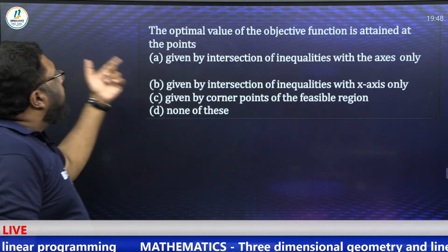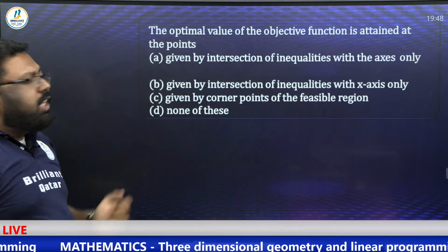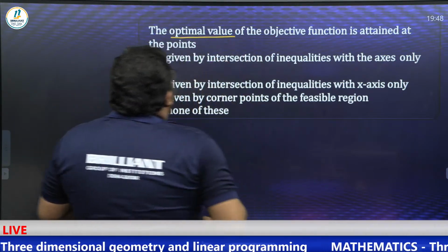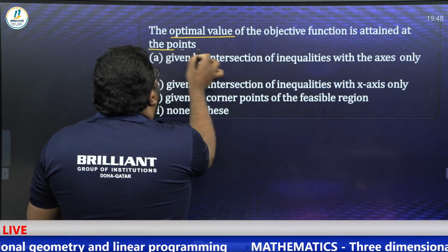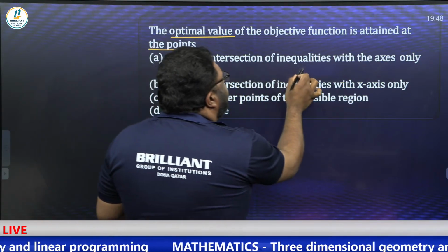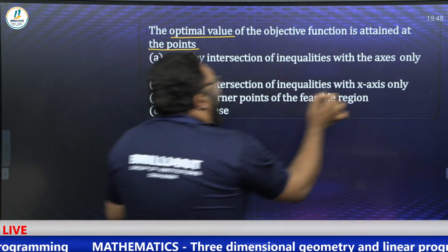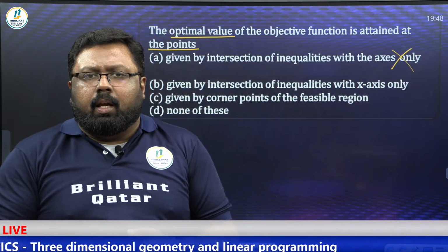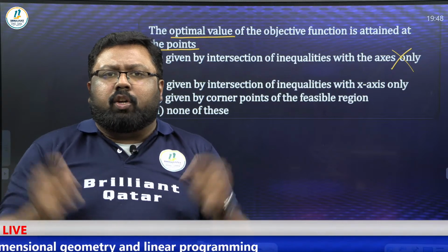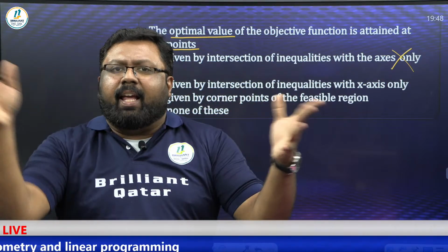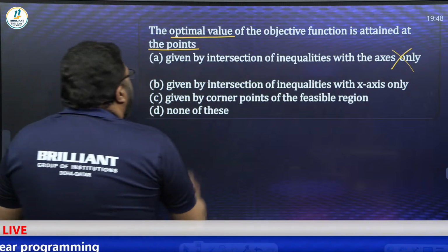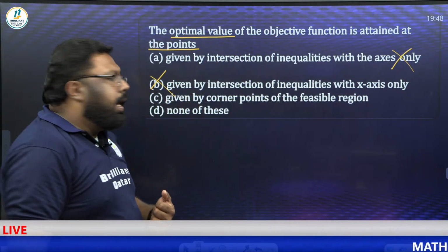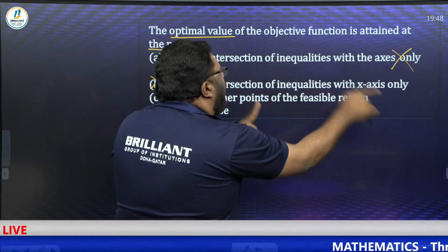Next one, the optimal value of the objective function. If you want to obtain the optimal value, what should you do? It should be obtained at the points given by the intersection of the inequalities with the axis only. Wrong. Is it always like that? You have solved LPP for 3 marks, right? Do you always get the optimal solution on the axis? Or is it somewhere in the plane also in between? I can get it in the plane also. Given by intersection of the inequalities with the x-axis only. Again wrong. Correct? Given by the corner points of the feasible region.